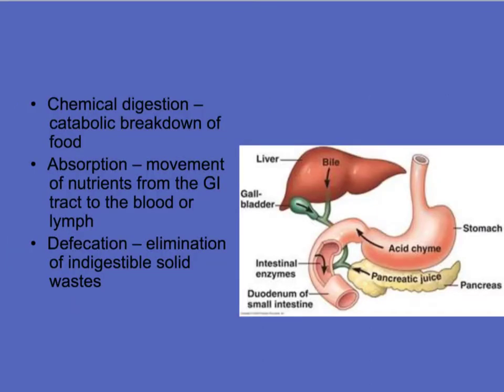Chemical digestion has to do with the catabolic breakdown of food. You usually have enzymes or some kind of chemical that's breaking apart the food into smaller and smaller bits. Absorption is the movement of nutrients from the GI tract into the blood or the lymph. This is the most important part, because it wouldn't do you any good to eat food if you weren't able to absorb the nutrients. And then defecation is the elimination of indigestible solid waste. It's important to get that out of your body to maintain health.